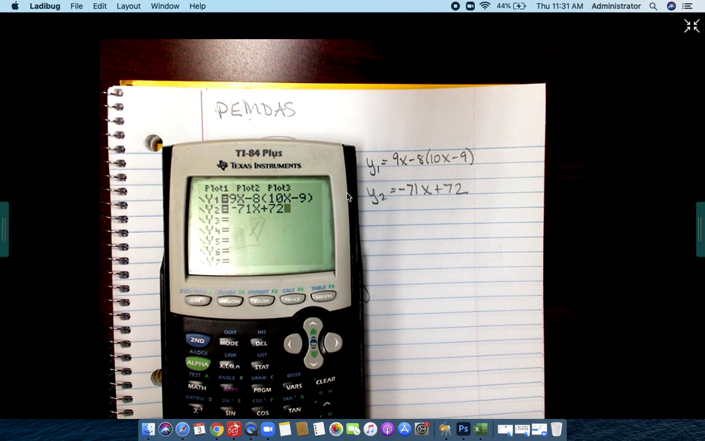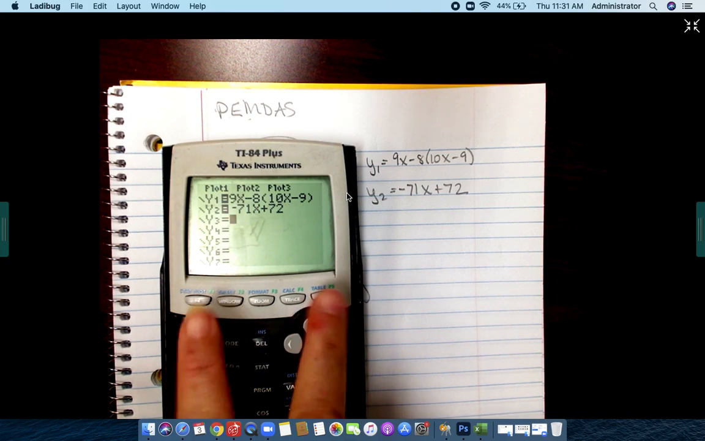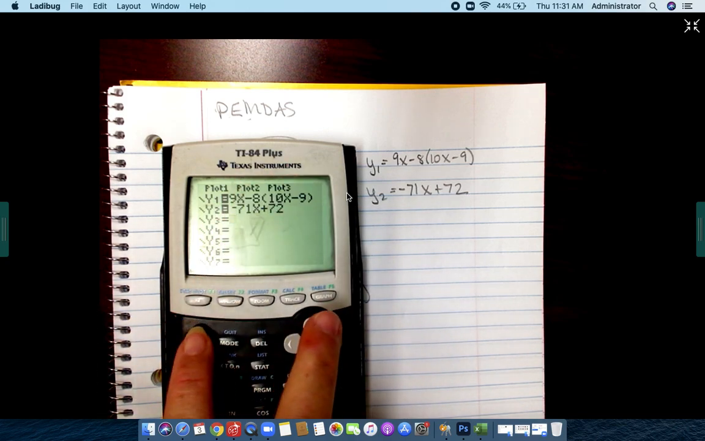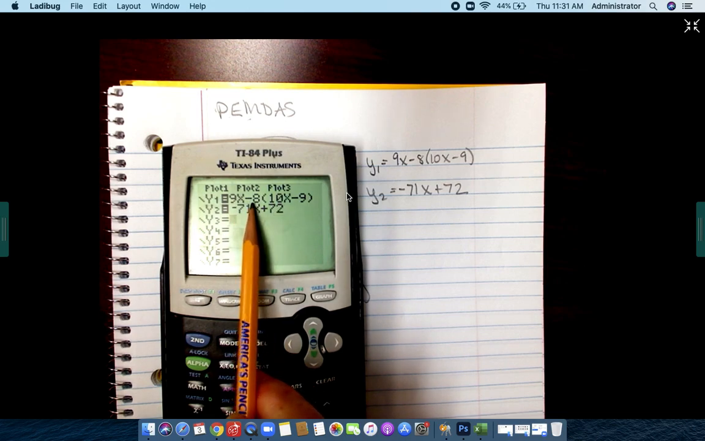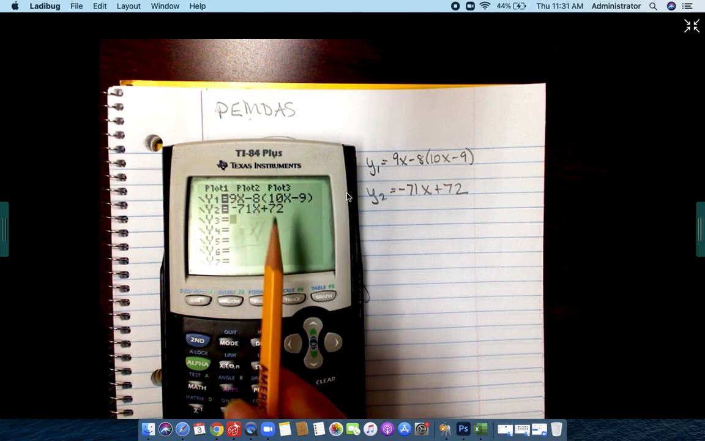Okay. So we type it in, and then check to make sure you typed it in right first. And then go to second graph. Keeping in mind that if you accidentally hit a negative instead of a minus, there's going to be an issue.